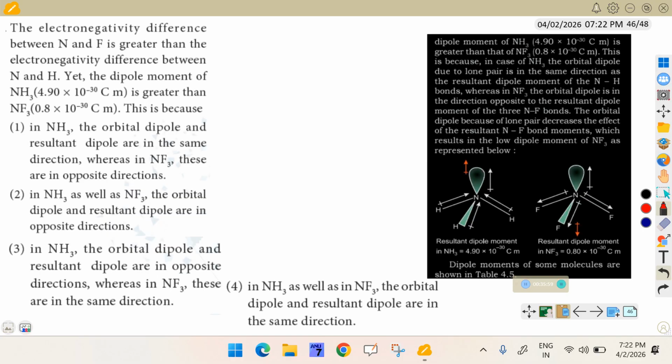Electronegativity difference between nitrogen and fluorine is greater than the electronegativity difference between nitrogen and hydrogen. Yet the dipole moment of NH3 is greater than NF3. This is because in NH3 the orbital dipole and resultant dipole are in the same direction, whereas in NF3 those are in opposite directions.